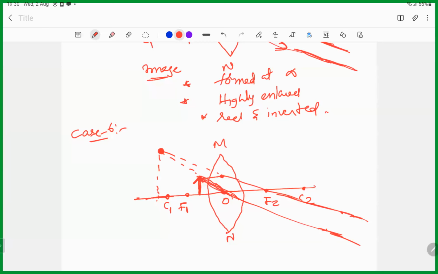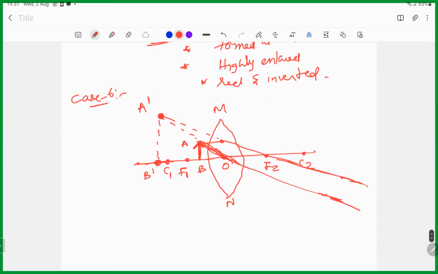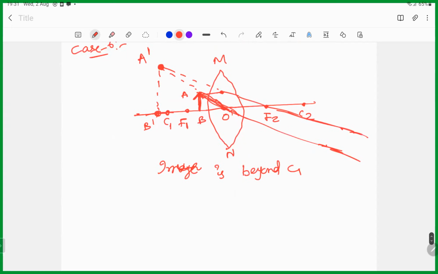So now what's happening? If you take it as A and B, this is B dash, and this will be A dash. So it's virtual, right? It's not real. The image is formed beyond C1, enlarged, virtual and direct. Okay, these are the cases.